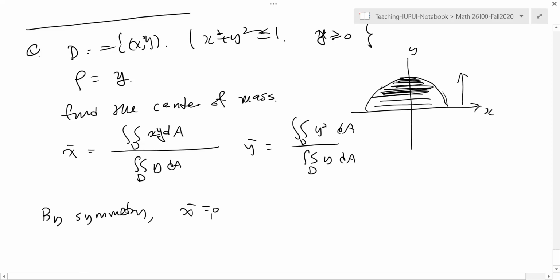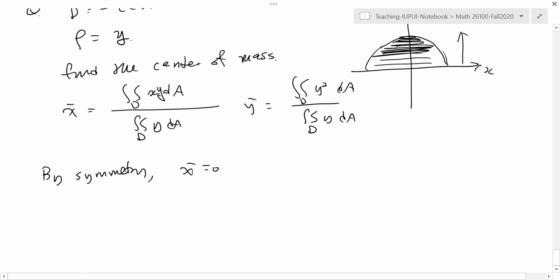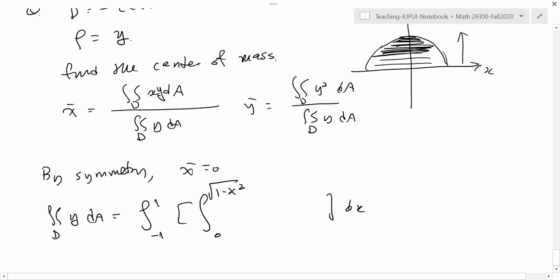Yeah, the center should be within the region. So I needed to evaluate this y. Now this is a semicircle. If you use a usual iterative integral, x must be from -1 to +1 dx, and y is going from 0 to the top, the square root of 1 minus x squared, and here's dy. Not too bad.